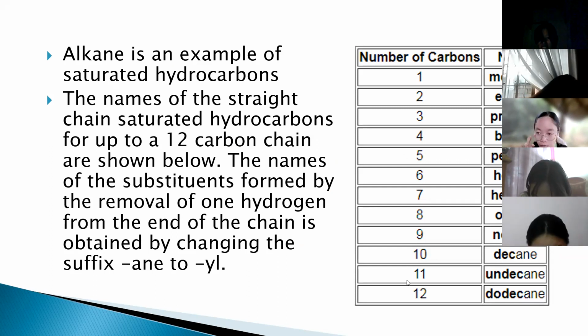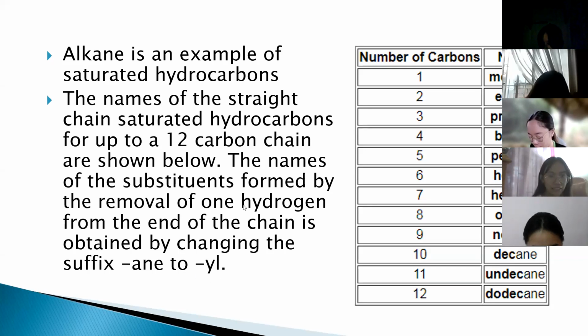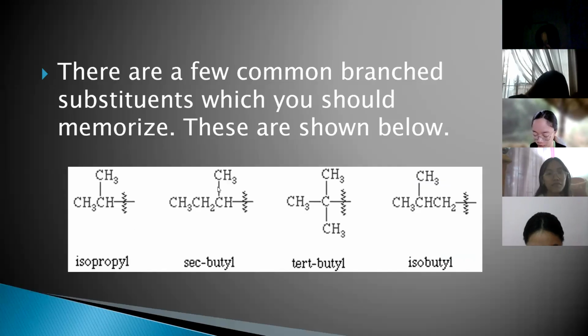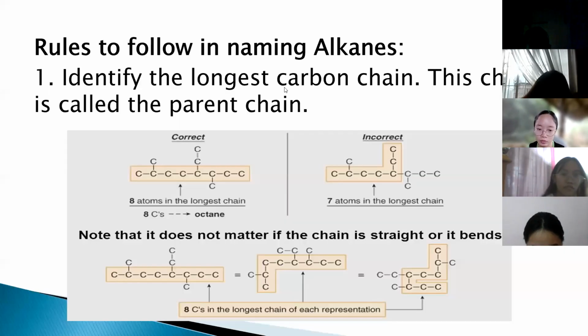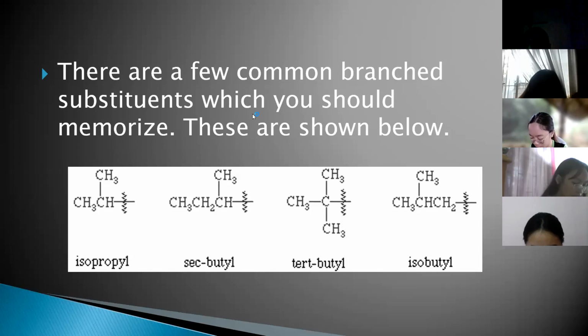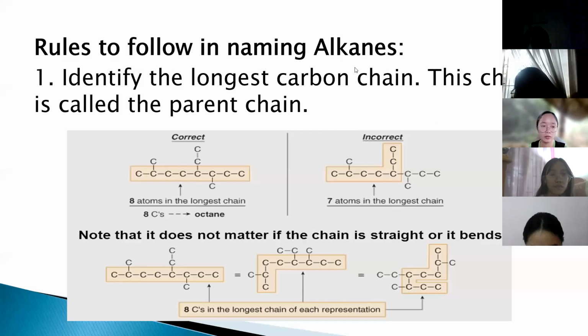So, we will follow the prefixes, naka-bold ang mga prefixes for naming, and since they are alkane, their name will end with ane. But if we reduce the number of hydrogen, we will just change the suffix into il. Okay? So, balikan ko ito later. Unahin ko muna yung naming talaga, kasi this one are just common branch or substituents na ginagamit for our alkane.